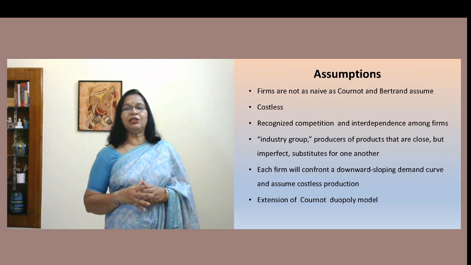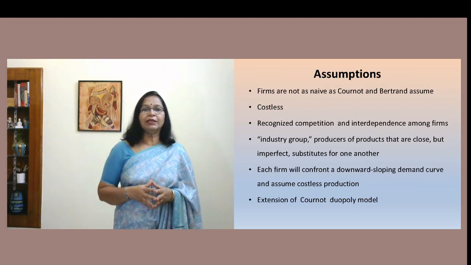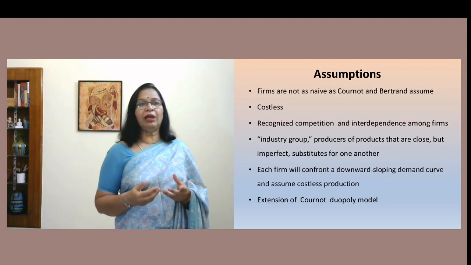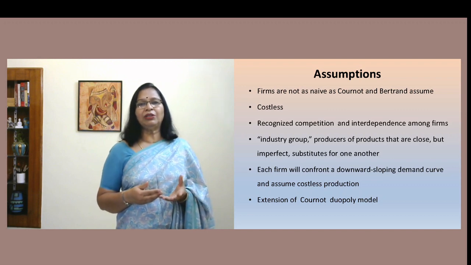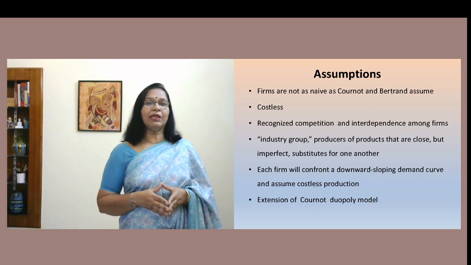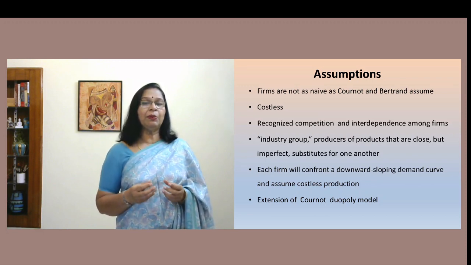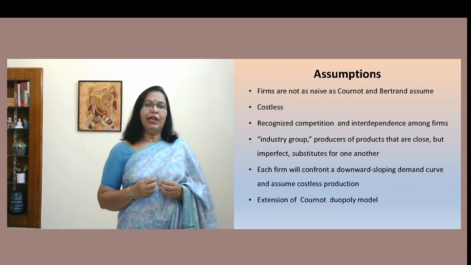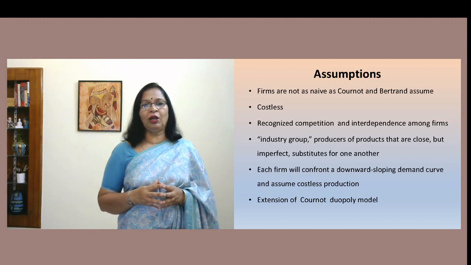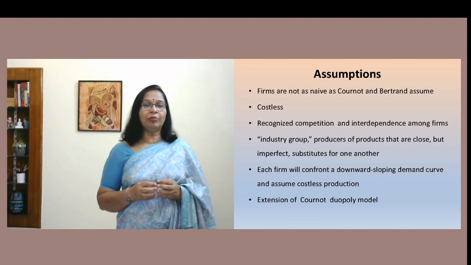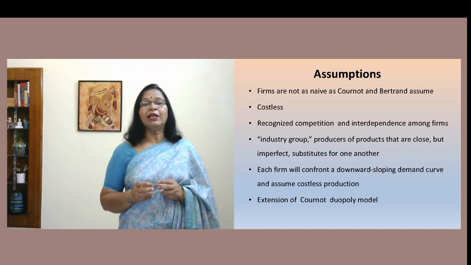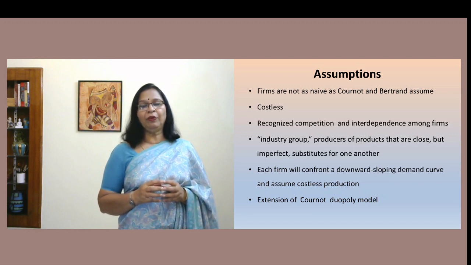What kind of assumptions did Chamberlain make? His assumptions are costless production, just like Cournot and Bertrand, to simplify the process of analysis. But he moves away from the plain-speaking idea of the two firms. He believes that firms are not as naive as in the Cournot or Bertrand model. He believed there is competition, unlike the earlier situation where there is no interdependence. Here he believes that there is interdependence among the firms.